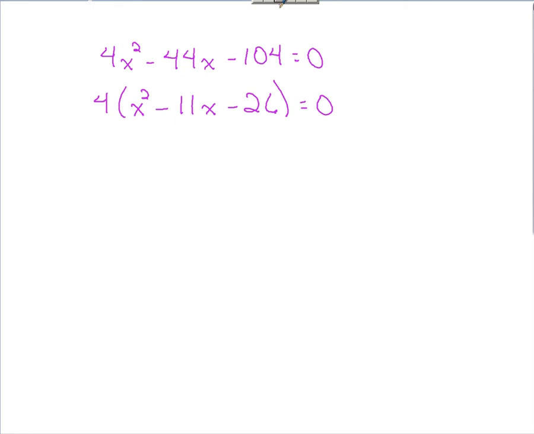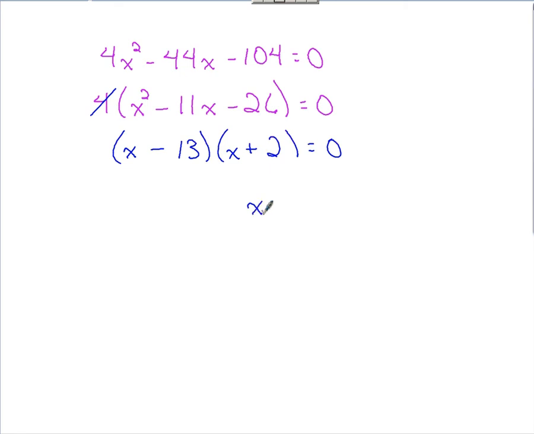All right, is this factorable? And by the way, is the 4 relevant? No, 4 is no longer relevant. You can divide that out. Remaining quadratic, is it factorable? Yes. So we've got x, we've got 13 and 2, right? Make it a negative 13 and a positive 2 should work.